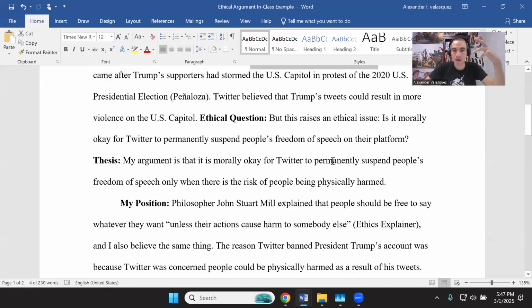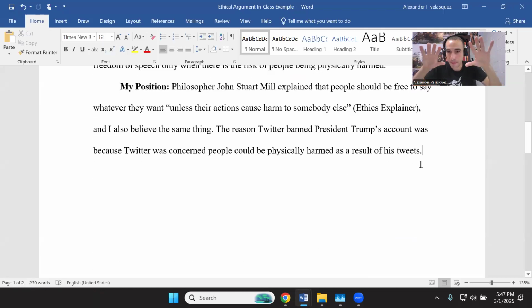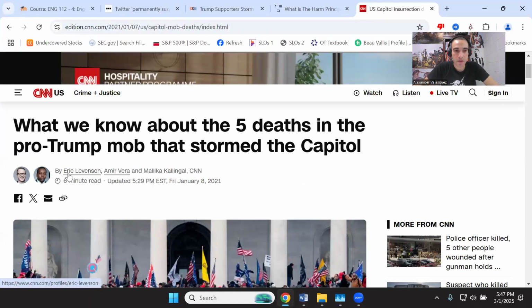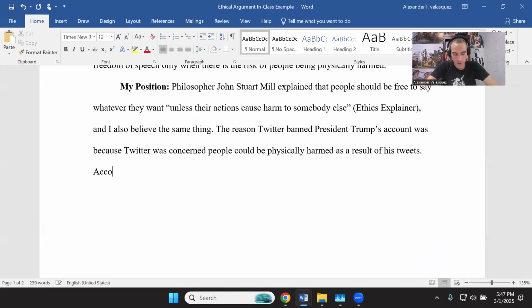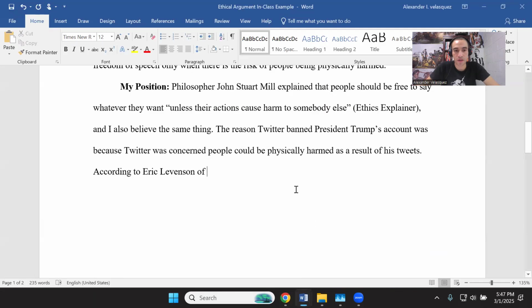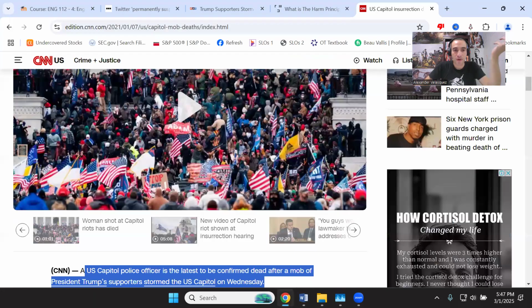We've been using parentheses, but now what I want to do is cite the source and the author in the sentence itself. So let's say this. Who wrote this article? Eric Levinson. Okay, so I'm going to say, according to Eric Levinson of, and then who was this website? CNN. CNN is a very famous news network in the USA. So italics CNN. I'm going to put a comma. So according to Eric Levinson of CNN, and we're just going to paraphrase.